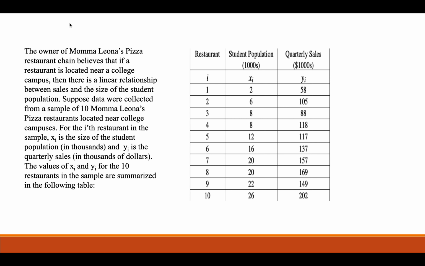As we can see, we have 10 values for X and 10 values for Y, as X represents the student population and Y represents the quarterly sales. Our goal is to determine the relationship between these two variables and hopefully find a regression model that comfortably fits these values.